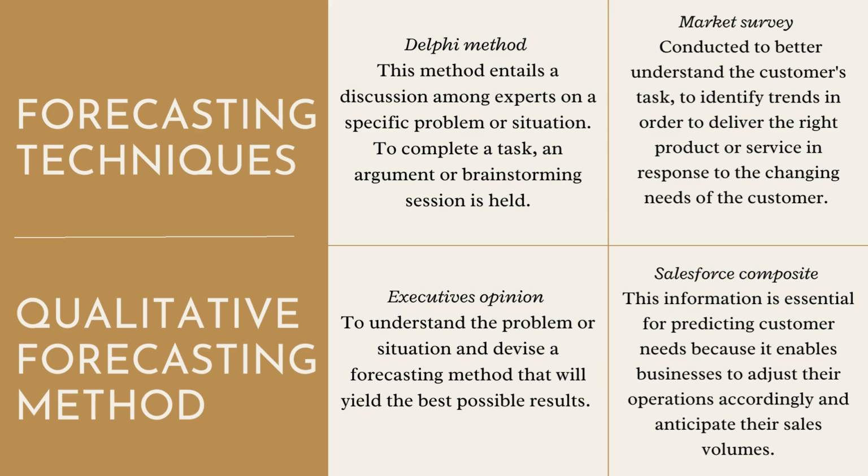The third one is executive opinion. The executives may or may not be subject matter experts, but they have the experience to understand the problem or situation and devise a forecasting method that will yield the best possible results. Last but not least, sales force composite. The salesperson's knowledge and intuition help to ascertain the customer's needs and project sales in the specific area or region that has been given to them. This information is essential for predicting customer needs because it enables businesses to adjust their operations accordingly and anticipate their sales volumes.